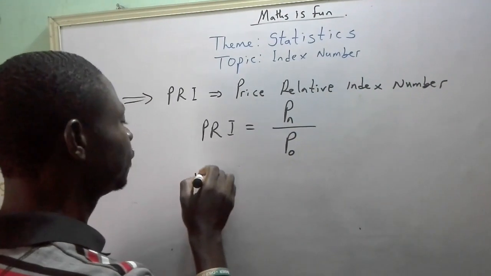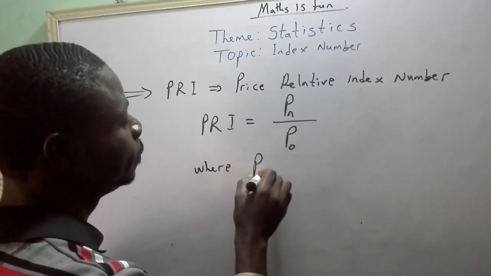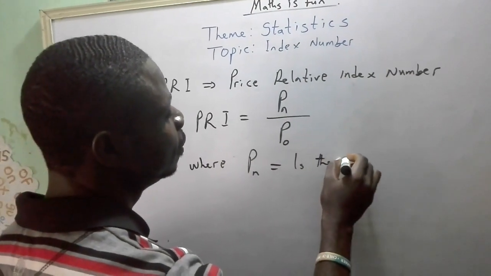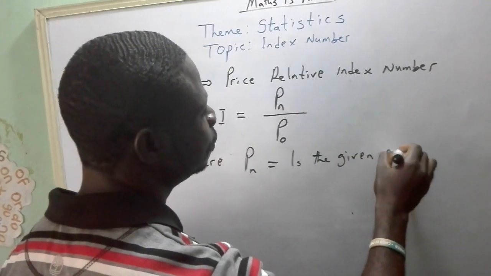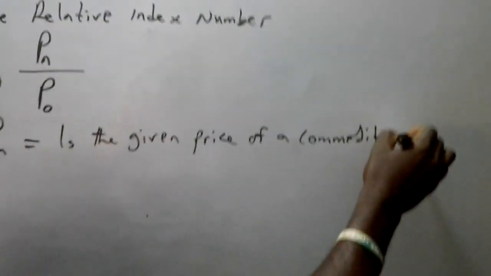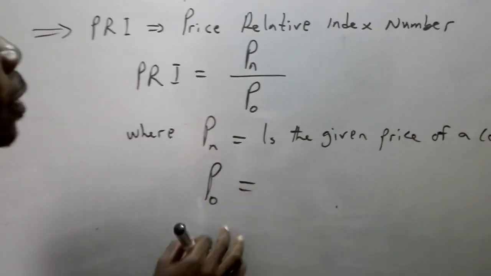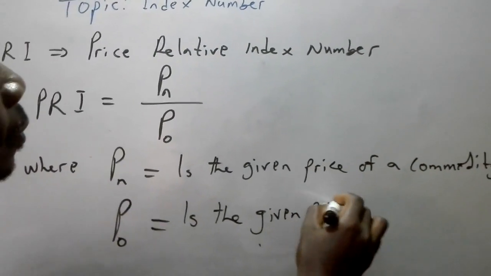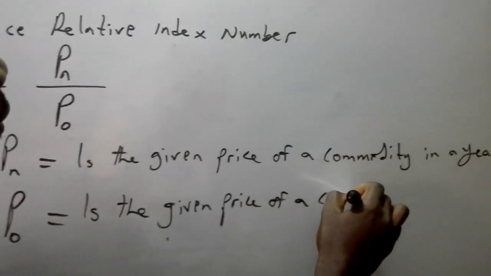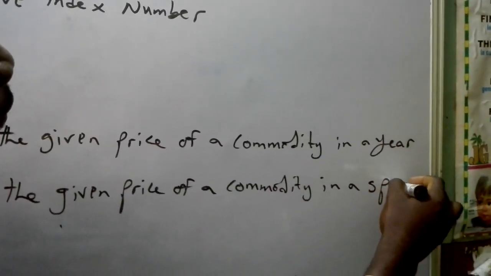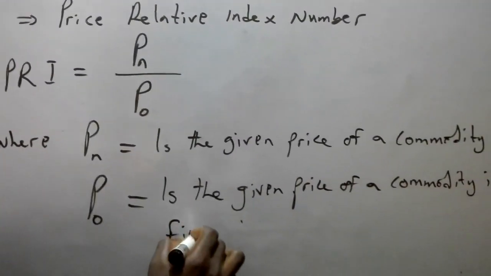So where P subscript N is the given price of a commodity in a year. Then P subscript 0 is the given price of a commodity in a specified year.